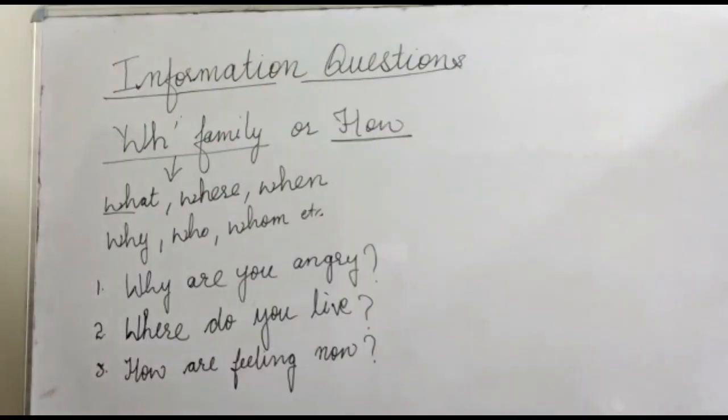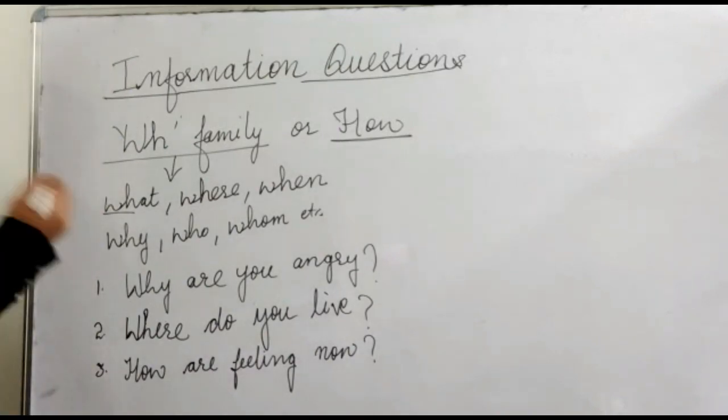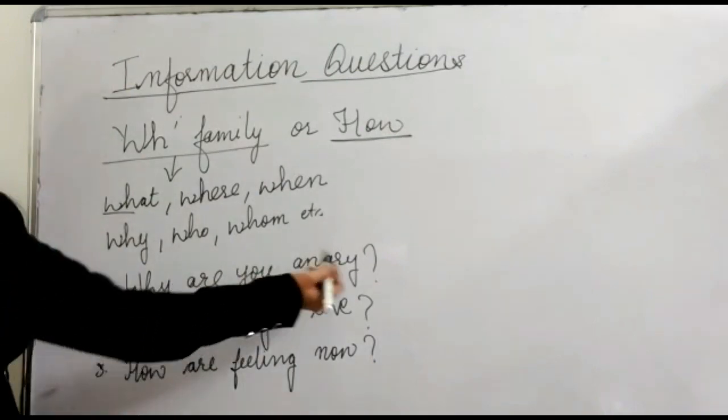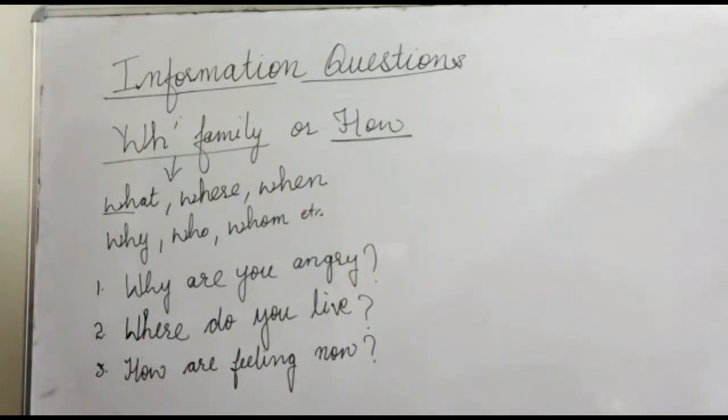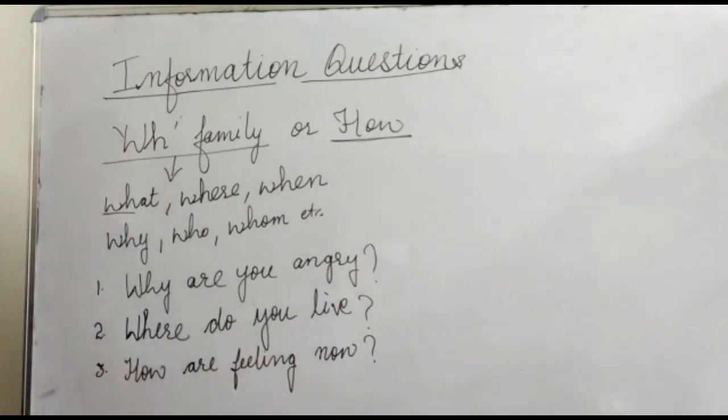Now let's come to some examples of the information questions. We have the first sentence here that says, why are you angry? If you ask this question to somebody, the person will give you some information. He will tell you the reason for getting angry. The second question here is, where do you live? When you ask this question to someone, again you will get some information.